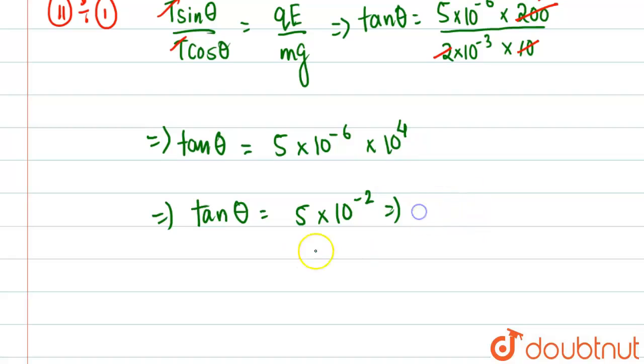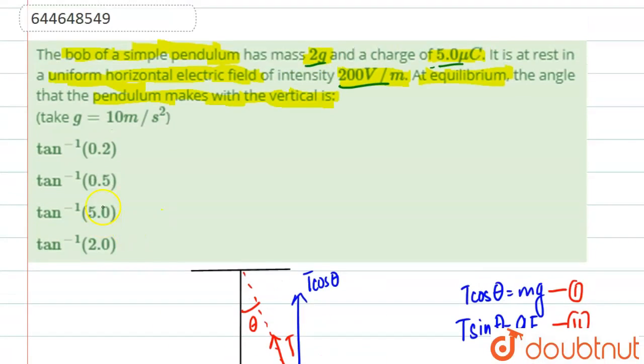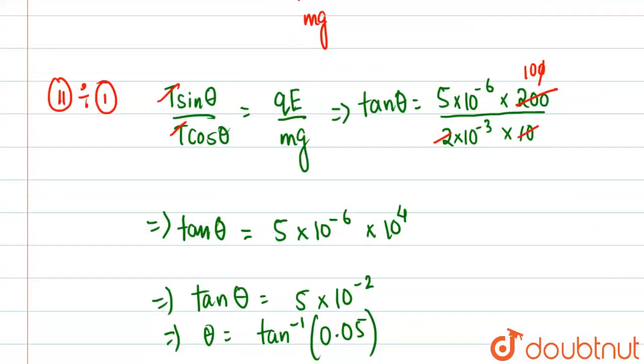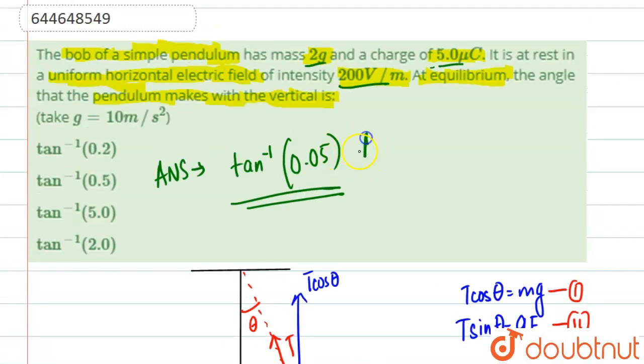In tan, theta will be equal to tan inverse 0.05. So this is the answer. None of the options match. That means this option was written incorrectly, and our answer is tan inverse 0.05. No option here is correct, so this must be a bonus question, but our answer is only this, because everything we calculated is correct. So this is our answer: tan inverse 0.05. Okay, thank you.